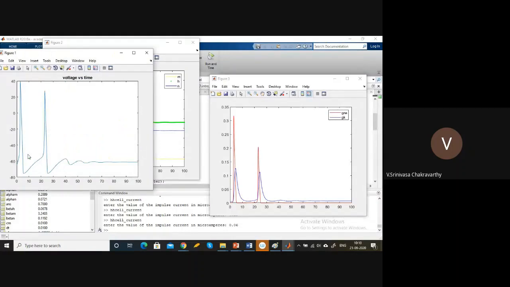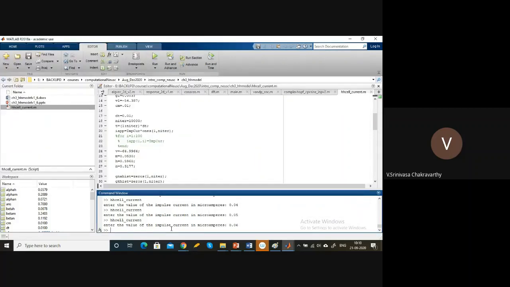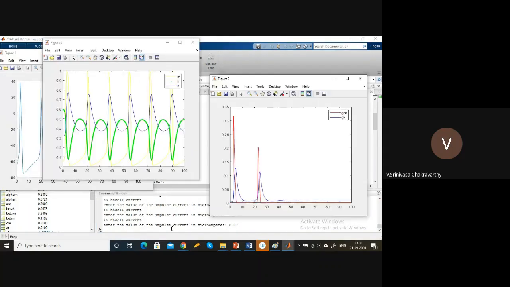Something interesting is happening. At 0.06, instead of one action potential, it produced 2. After that, it died down. Also the second action potential is shorter than the first, so it's like a decaying set of action potentials. 0.07. Something interesting is happening.